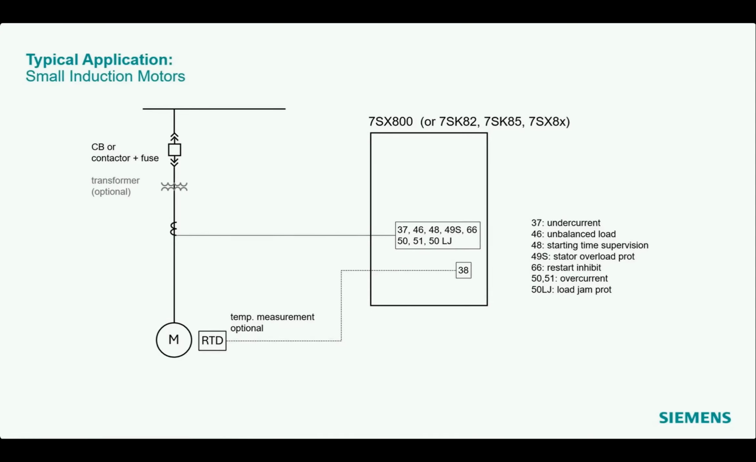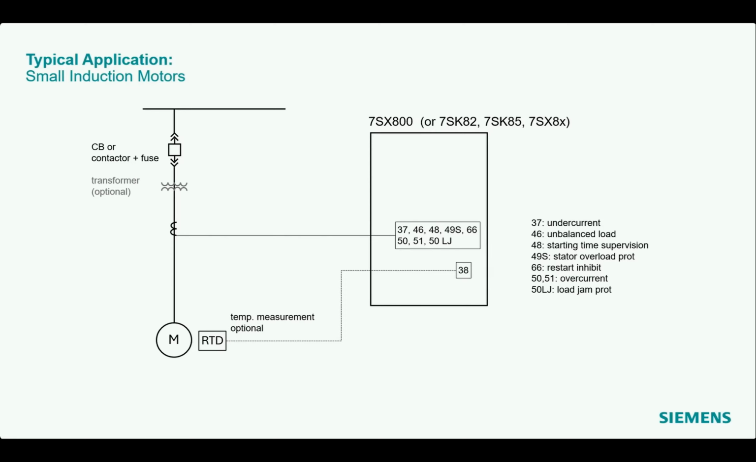First, the small induction motors, where we have just a current, where we measure the phase currents, and we have some protection functions. So such a motor can be switched, in the simplest way, directly onto the bus bar via a circuit breaker, or very often we find also contactors if the motor is started and stopped very often. Additionally, there can be sometimes a transformer in between to adapt the voltage. And also optionally, we find here RTD elements, temperature sensors, to measure the temperature on certain places in the motor.